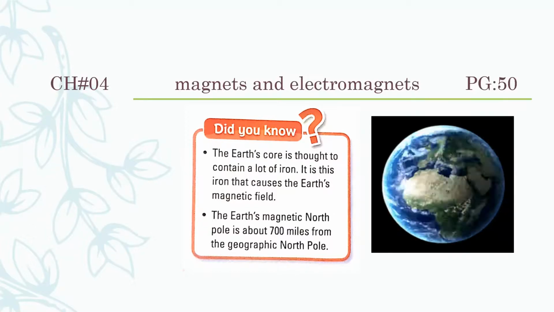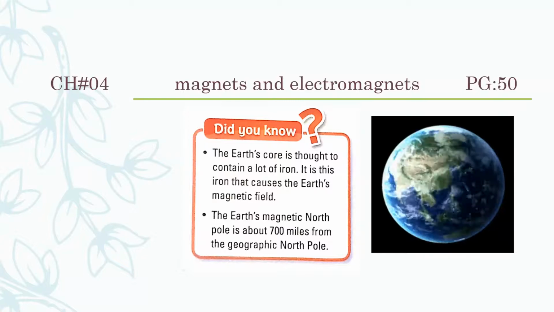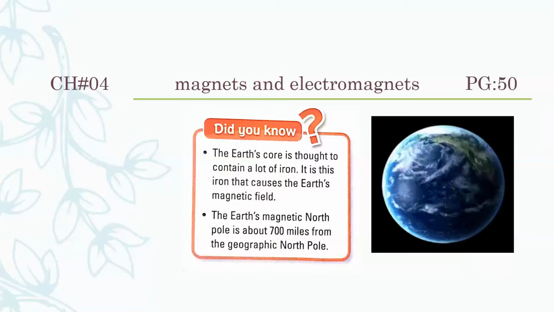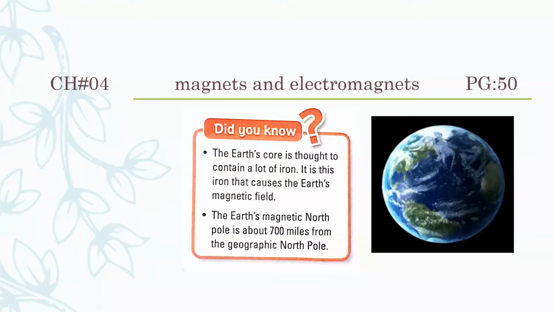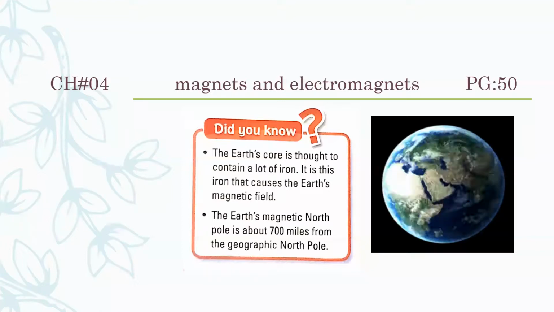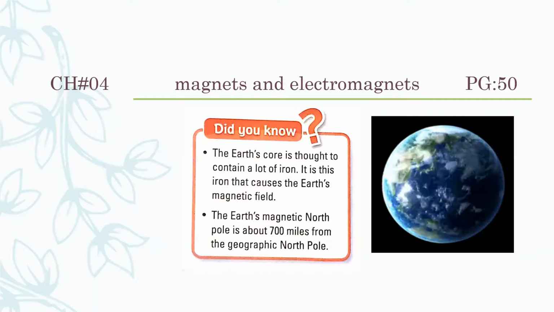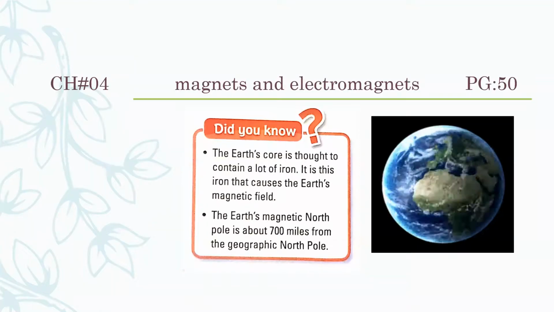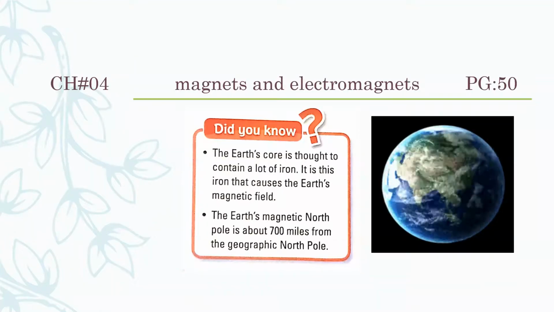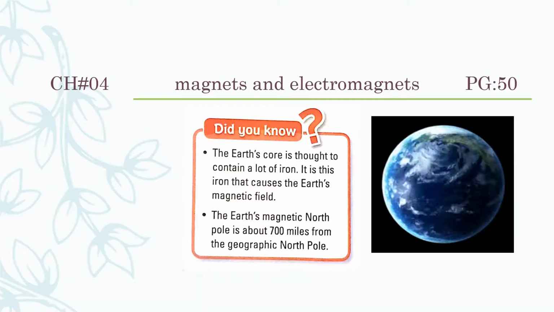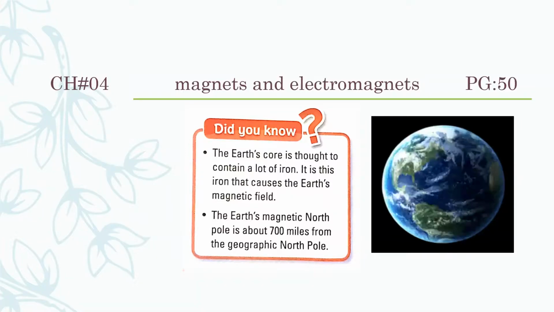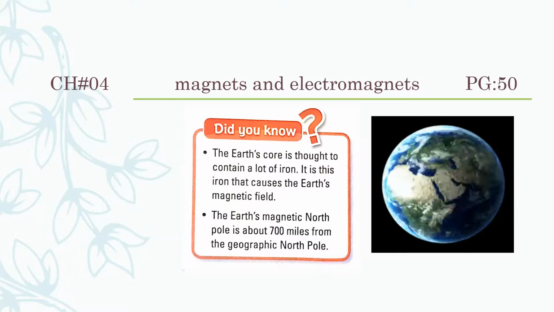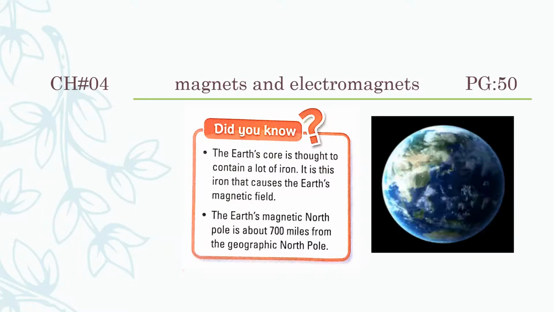The Earth's magnetic north pole is about 700 miles tilted from one side. It will be tilted about 700 miles from its actual north pole, so it will be at a certain angle. It will be like bent from the geographic north pole, and you can see this is the Earth. I hope things are quite clear to you all.